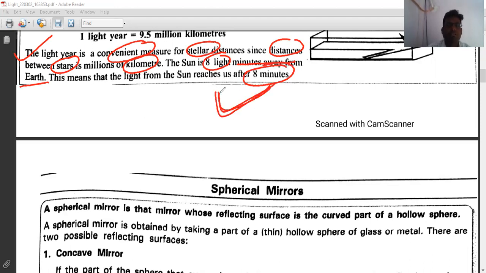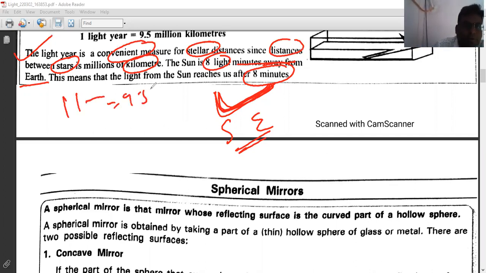So by using this, you can find the distance between the sun and earth, right? Because we know that 1 light year is equal to 9.5 million kilometers, right? By using this relation, you can find the sun and earth distance.